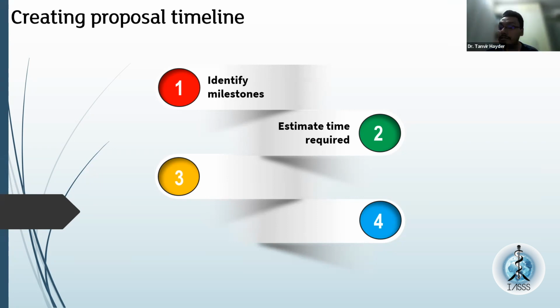Then estimate the time required. Estimating the amount of time needed to complete each milestone of a research project can be difficult due to uncertainties and contingencies. To make your estimate more realistic and accurate, you can break down each milestone into smaller tasks, use your past experience or similar projects as a reference, or you can even seek help from your supervisor, your donor, or your research team. And if you're a beginner researcher, you can take their help and draw into that pool of experience and create your timeline.